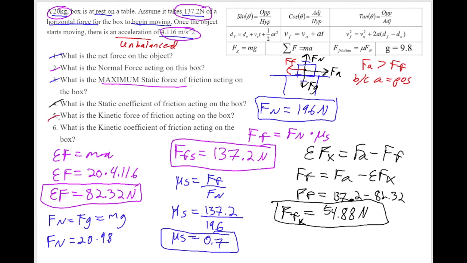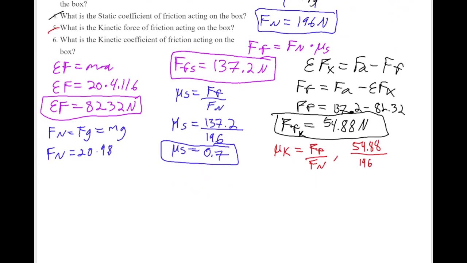All right, last one. What is the kinetic coefficient of friction? We're just going to use the same equation we did for the static coefficient of friction, except we're going to change this little subscript s out for a subscript k. We get the kinetic coefficient is equal to force friction divided by force normal. Force friction has changed to 54.88. Force normal is still 196. So we divide those two and we find out that the kinetic coefficient of friction is equal to 0.28. Again, no units because the coefficient of friction is unitless.